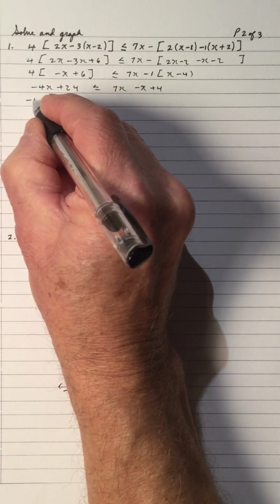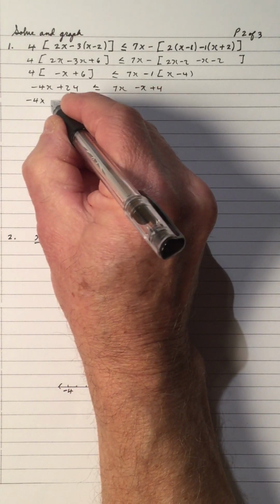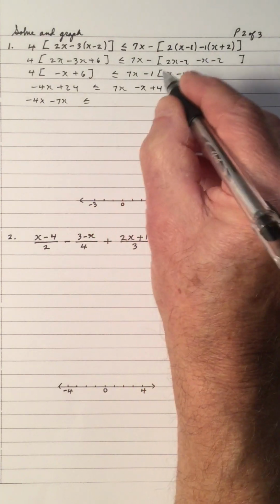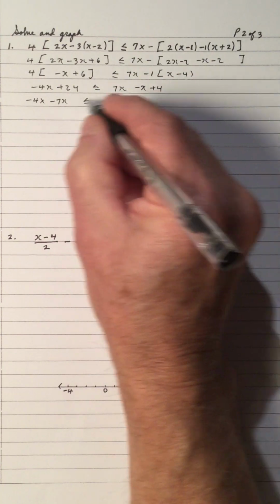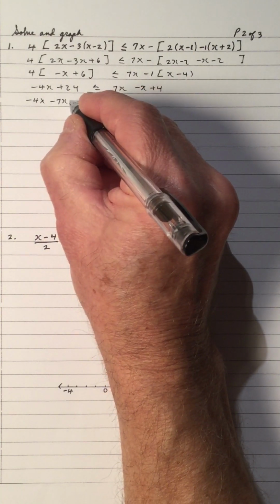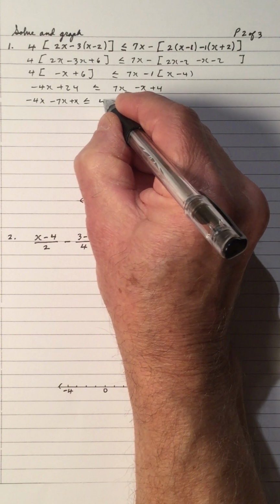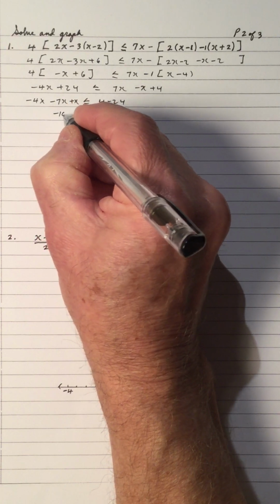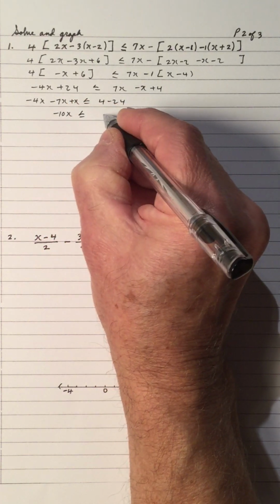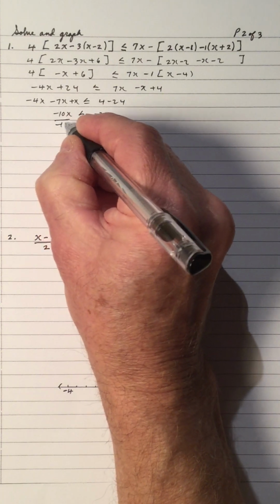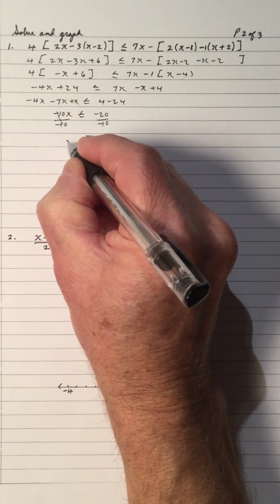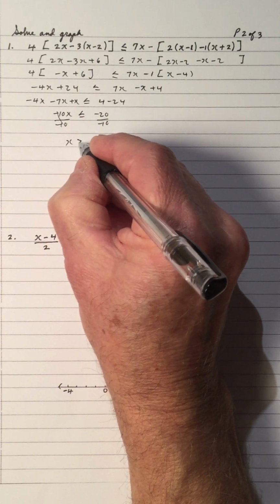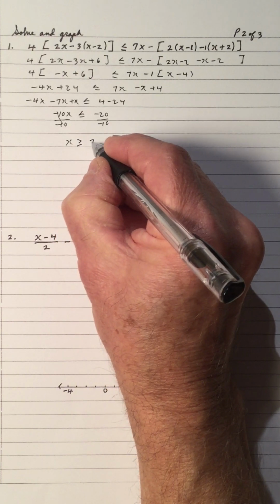We bring all x's to the left side and we make it negative 7x, and we bring the numbers to the right side. Whoops, I also got an x right here, so I make it a plus x, and I have 4 minus 24, so that gives us negative 10x less than or equal to negative 20. Divide by negative 10, and x is, notice when divided by a negative the inequality becomes greater than or equal to 2.